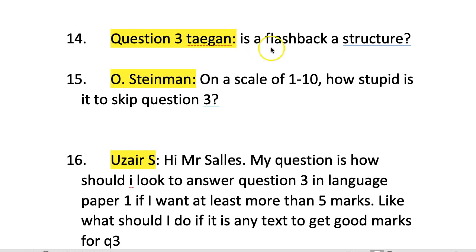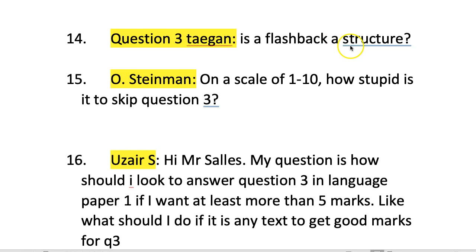Tegan says, is flashback a structure? Yes, it is. And if you can spot it, you don't get the mark for naming it. You get the mark for explaining why the author has included it. And it will always be about our understanding of the character's thoughts and feelings.